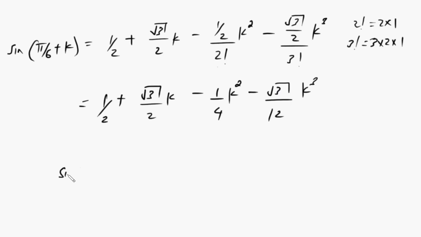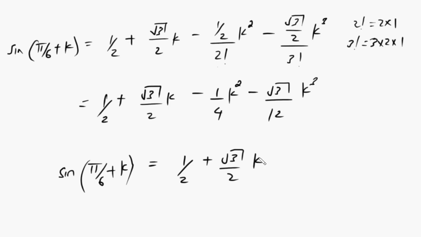So finally, my sin of (pi over 6 plus k), expanded up to k power 3, will be 1 over 2 plus radical 3 over 2 k minus 1 over 4 k squared minus radical 3 over 12 k cube. So this is our final answer. You can see I have expanded up to k power 3. See you in the next tutorial where we shall cover Maclaurin series.